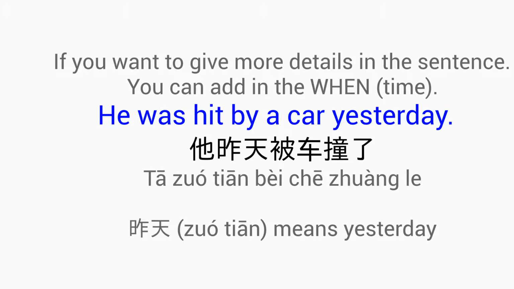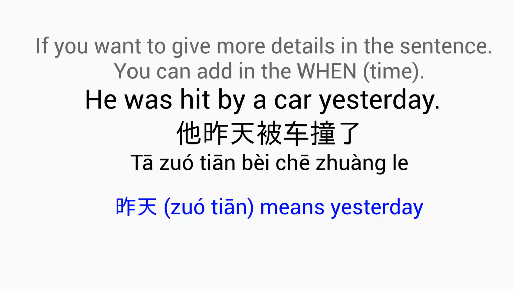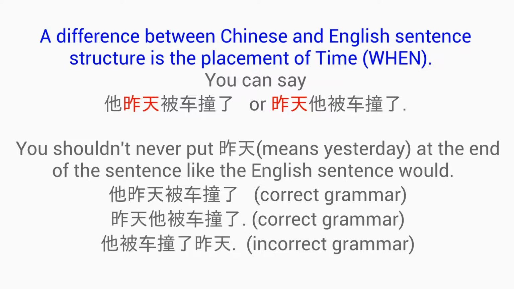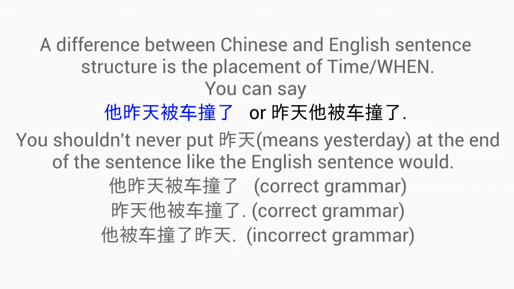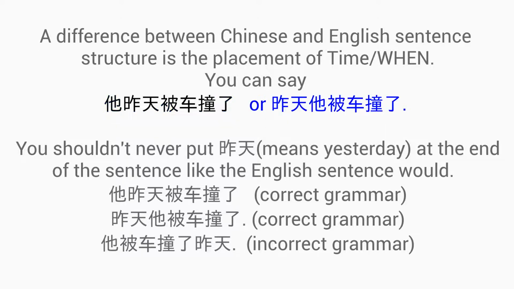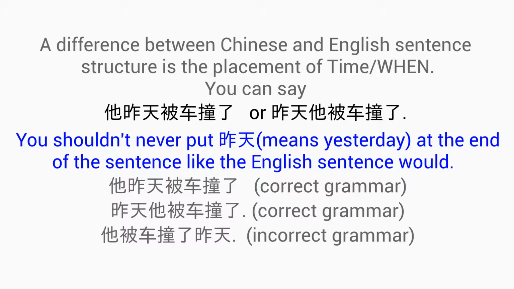He was hit by a car yesterday. 他昨天被车撞了。昨天 means yesterday. A difference between Chinese and English sentence structure is the placement of time. You can say, 他昨天被车撞了。Or you can say, 昨天他被车撞了。You should never put 昨天, which means yesterday, at the end of a sentence like the English sentence would.